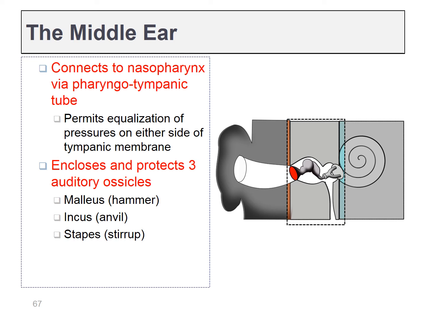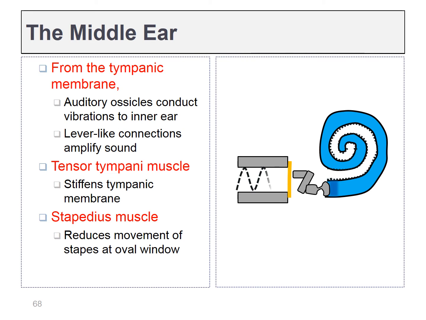This will lead us to the next region, which is the middle ear. Inside of this chamber, you can find three small bones, or the auditory ossicles, called the malleus, the incus, and the stapes. These bones are going to transmit sound waves from the external ear to the internal ear. Vibrations of the tympanic membrane will cause the auditory ossicles to move, which will transmit the vibrations to the fluid of the inner ear. Because the auditory ossicles are connected to each other at angles, they behave like levers, which can amplify the sound as it reaches the inner ear.